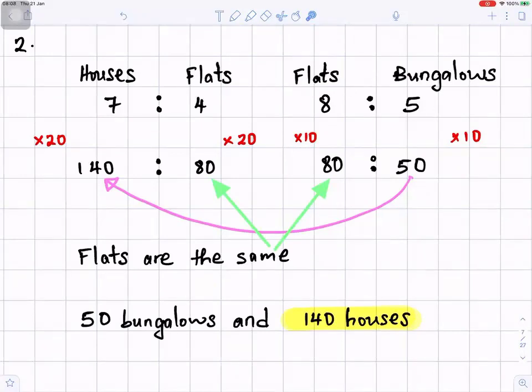Now, what do we times 4 by to get 80? That's the key there. You times by 20. 4 times 20 gives you 80. And you also times by 20 there: 7 times 20 gives you 140. Now we see these two are the same, 80 and 80. So that means there will be 50 bungalows to 140 houses, because now we've made the flats the same, 80. So 50 bungalows and 140 houses.